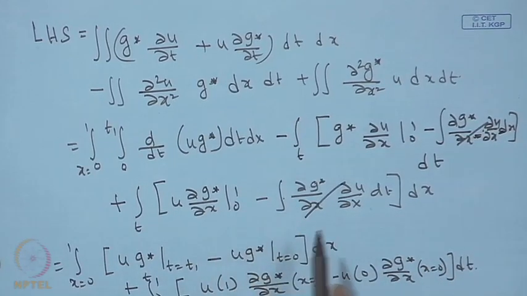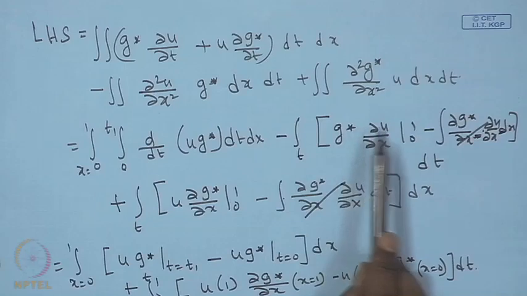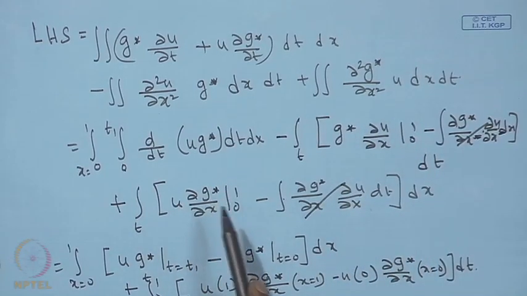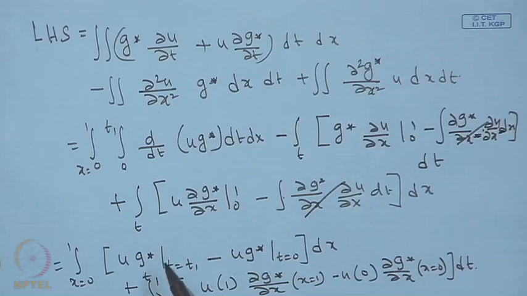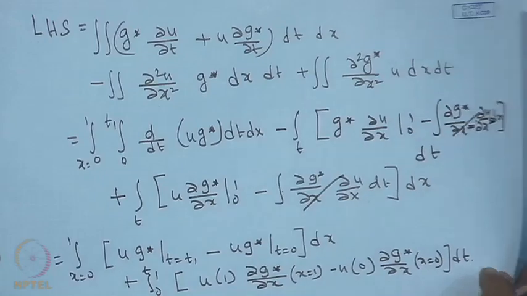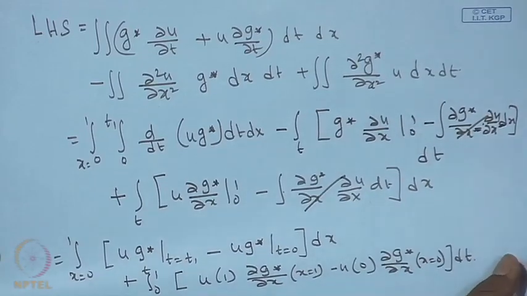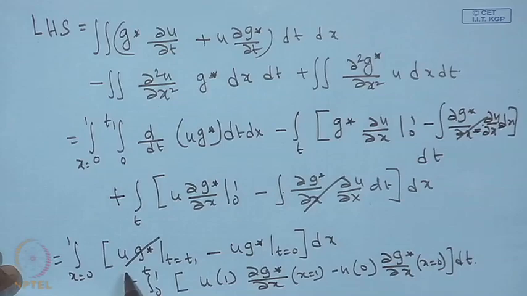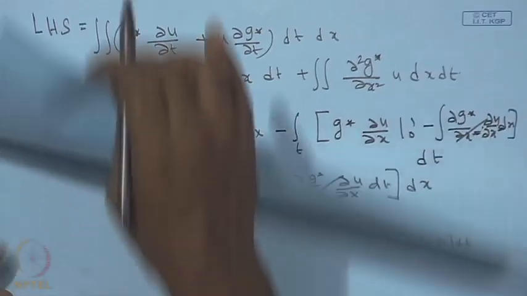The other parts of the bilinear concomitant like g* at 1 and g* at 0 will be 0, and u at 1 and u at 0 are not equal to 0, they are non-homogeneous. So, therefore, we put this term there. Now let us see what we get out of this. At t equal to t1, g* is equal to 0. For that, this term will be off.